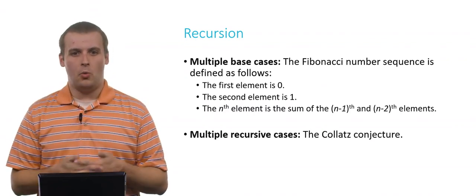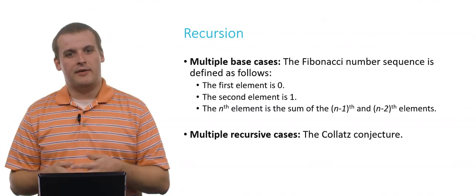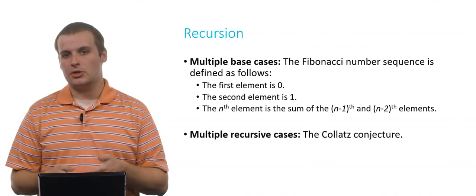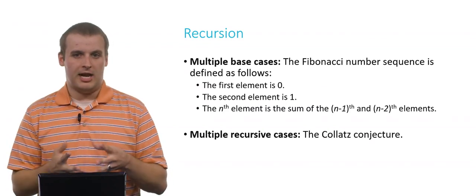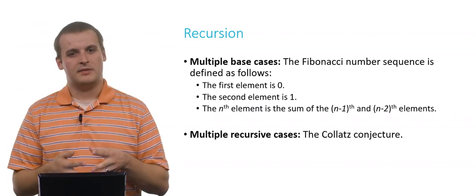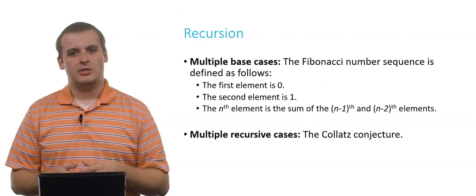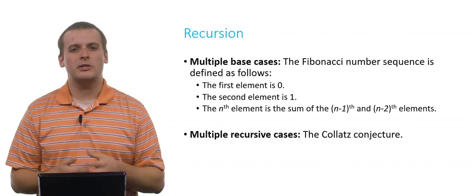If n is equal to 1, return 0. If n is equal to 2, return 1. Otherwise, return Fibonacci of n minus 1 plus Fibonacci of n minus 2. So that's multiple base cases. What about multiple recursive cases?